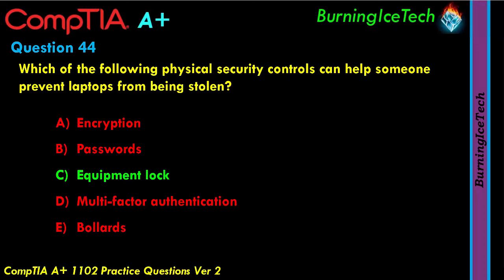D, multi-factor authentication. That's just asking for multiple digital forms of authentication to prove you are who you claim to be, but it's not going to prevent someone from physically taking it. E is also a form of physical security, but that's not going to stop someone from stealing a laptop.